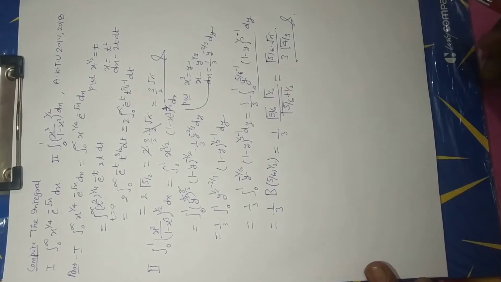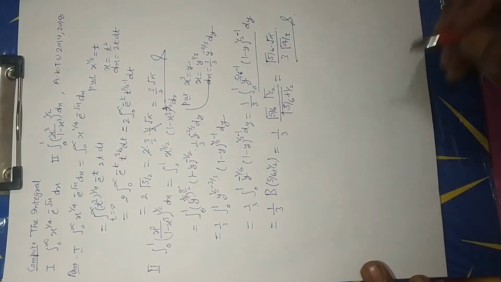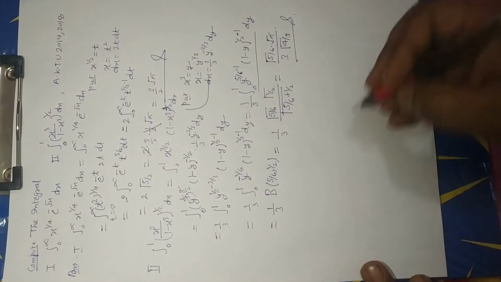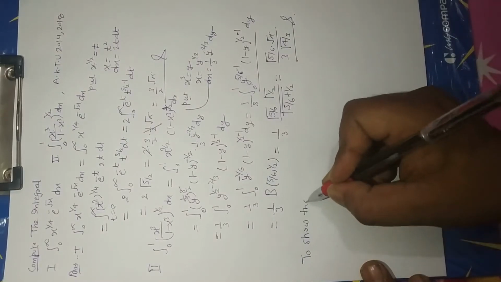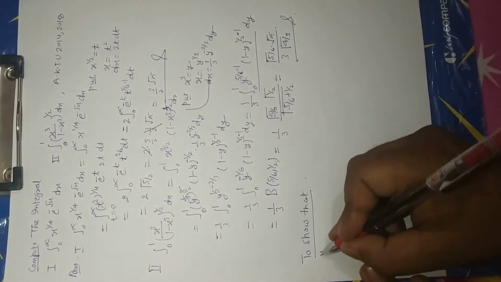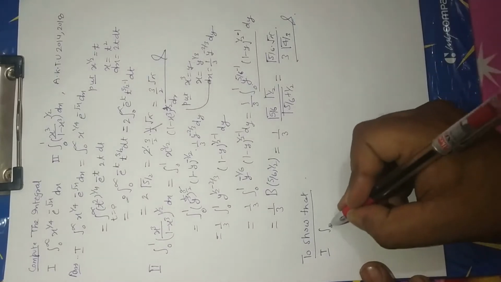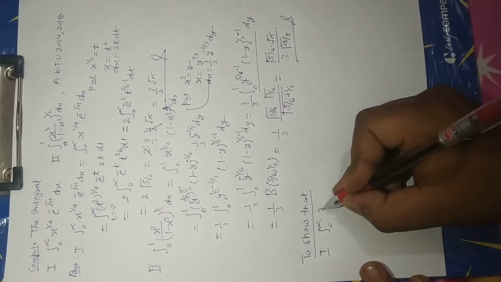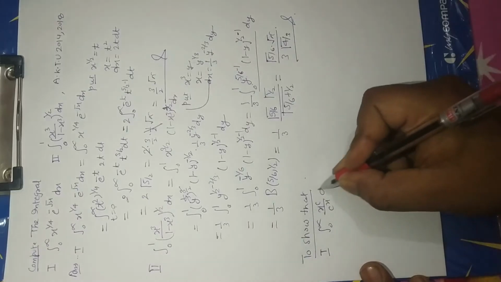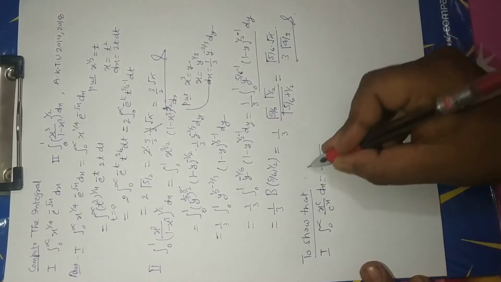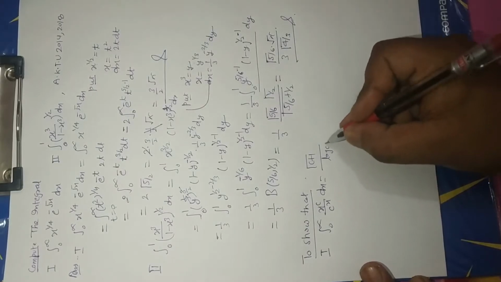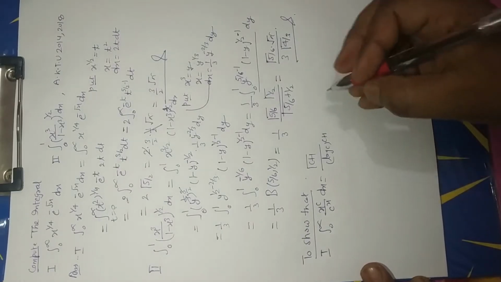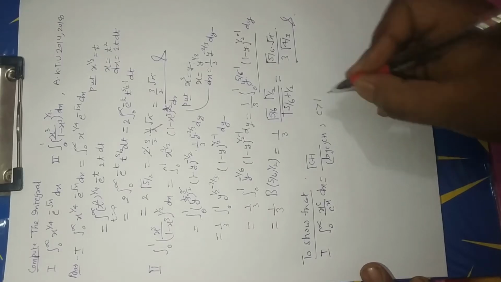Now next problem. To show, first part: integral limit 0 to infinity x to the power c upon c to the power x dx equal to gamma c plus 1 upon (log c) whole power c plus 1, where c greater than 1.